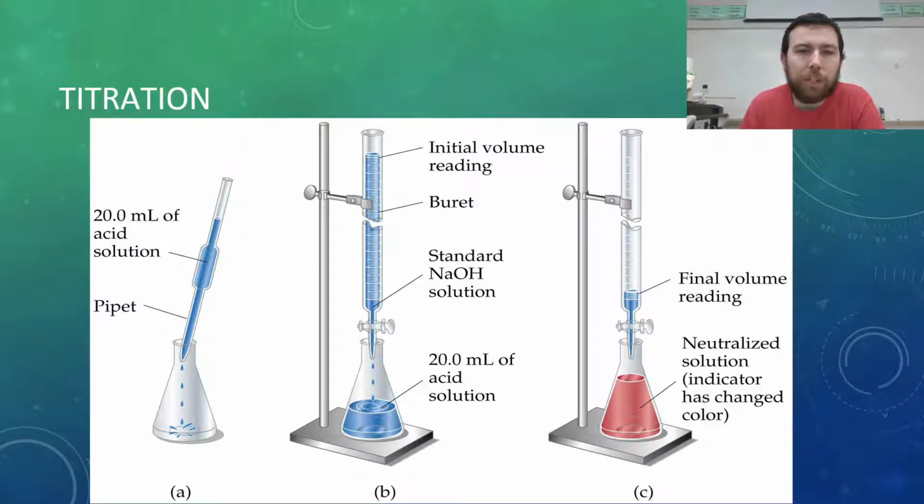Now, in a titration process, you notice from B to C, there's a color change that's taking place, and usually that color change is made possible because an indicator has been added to the solution that's going to be able to pick up on changes in pH that are going to occur as the base is being added to our unknown acid, right? And so that's a real quick overview of the titration process.